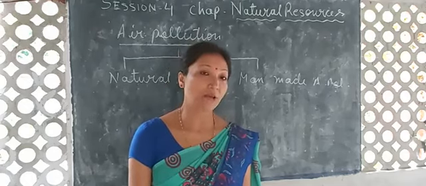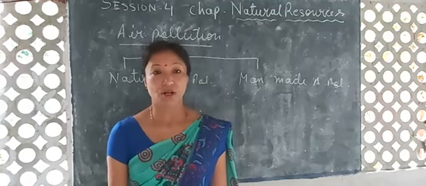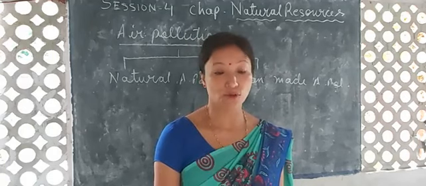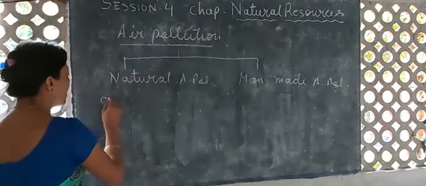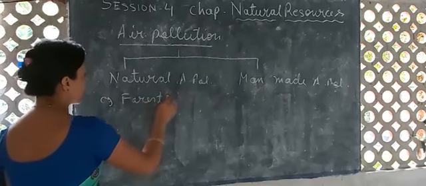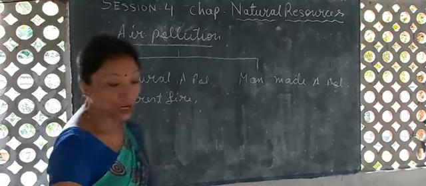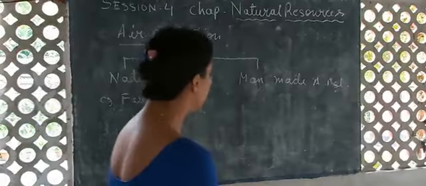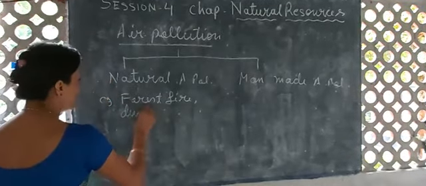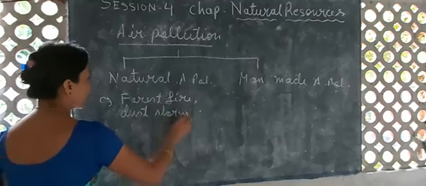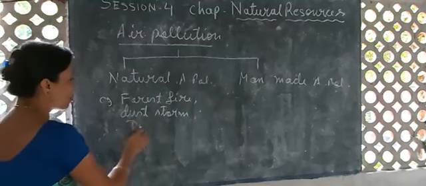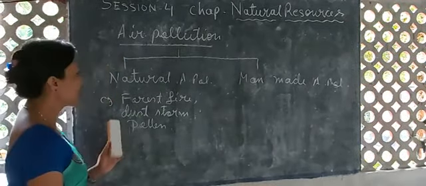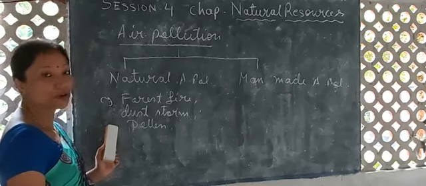Okay, where human beings are not involved. The pollution of the air where human beings are not directly involved, we can call it as what? Natural pollution. So natural pollution, examples like forest fire, dust storm, also addition of pollen to the air. So these are, we can say, the natural air pollution.